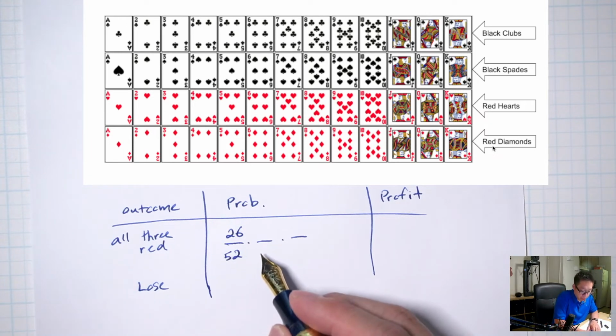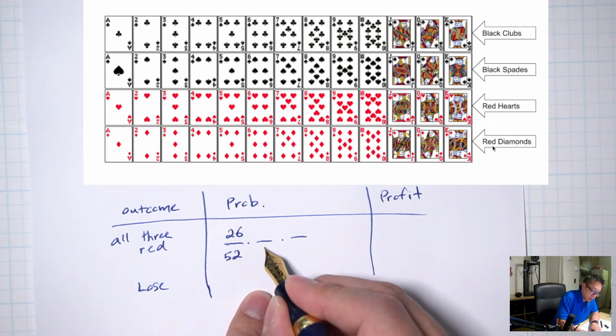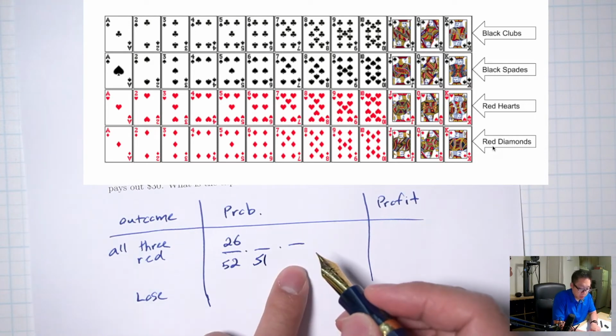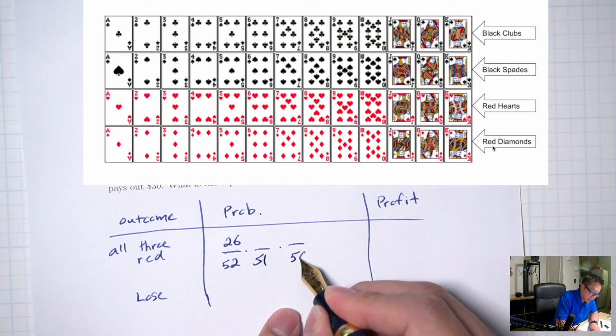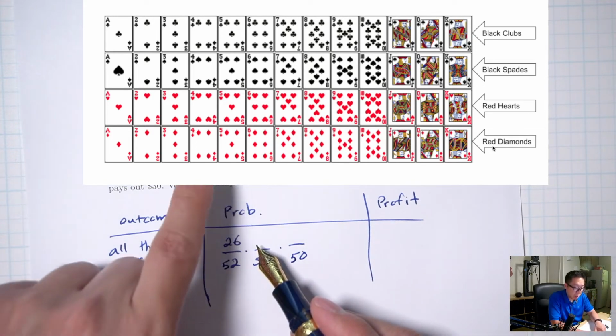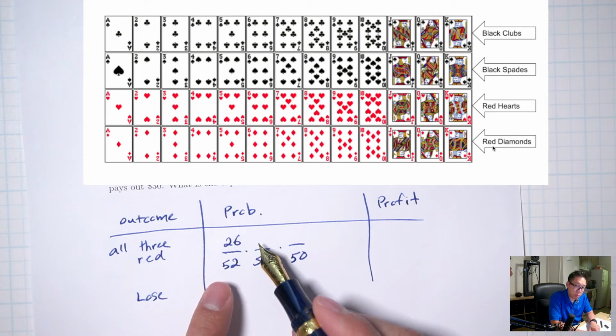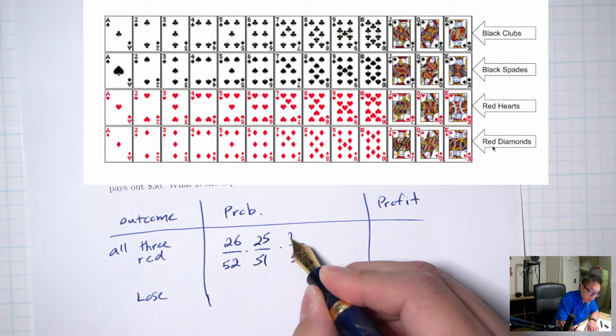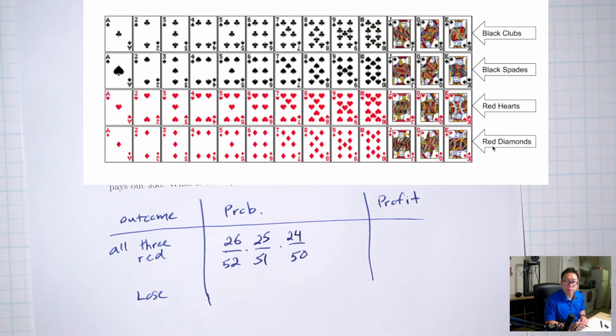Okay, so for the next fraction, we only have 51 cards to choose from because we already chose 1 card for the first slot. And then for the third fraction, we're down to 50. Up top, I want a red card, keeping in mind that I already chose 1 red card for the first slot, which means I'm down to 25, and then I'm down to 24. Okay?